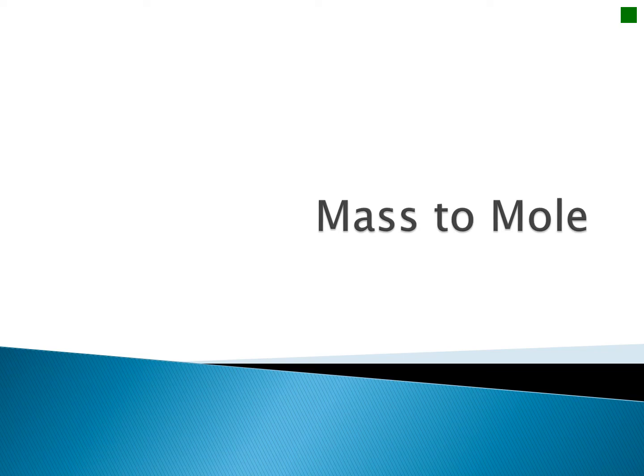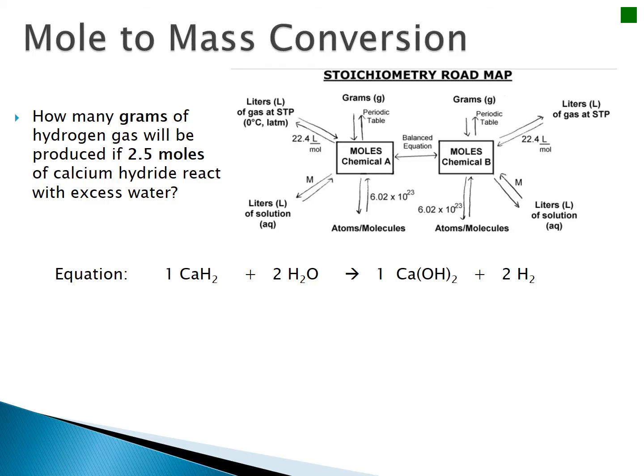All right, tonight what we're going to be talking about is how you get from the mass of one substance in a balanced chemical reaction to moles of another substance in that same chemical reaction. First, we're going to look at this stoich map and try to figure out the path we should take in order to solve this.